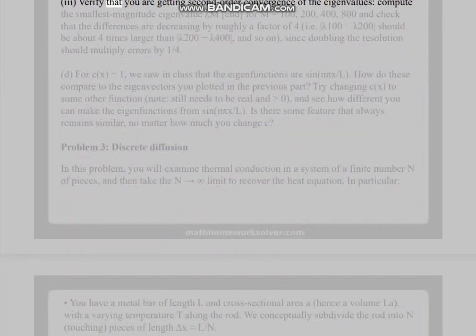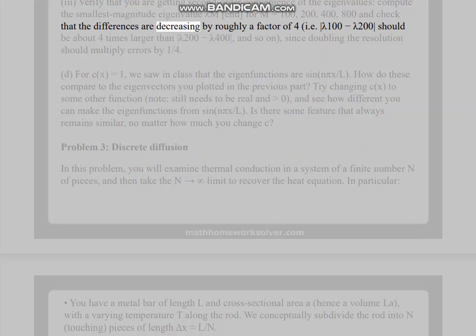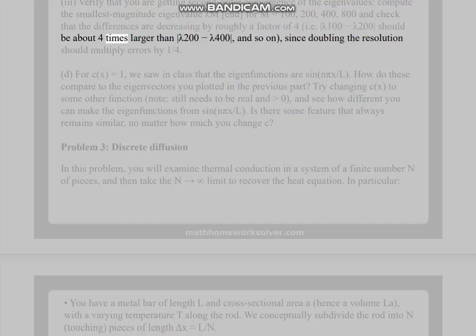3. Verify that you are getting second-order convergence of the eigenvalues. Compute the smallest magnitude eigenvalue lambda_m for m equals 100, 200, 400, 800 and check that the differences are decreasing by roughly a factor of 4, i.e., lambda_100 minus lambda_200 should be about 4 times larger than lambda_200 minus lambda_400, and so on, since doubling the resolution should multiply errors by 1/4.